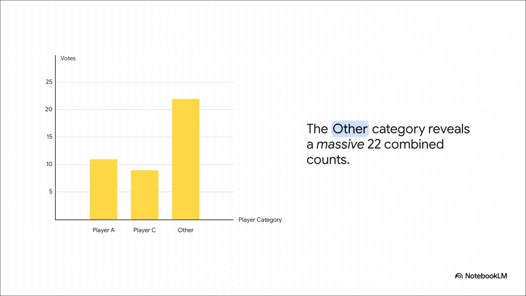And look at the surprising insight here. That other category actually holds a massive 22 votes combined. It's taller than almost every single individual category except one. By grouping them, we highlight an absolutely crucial story. A huge chunk of the audience prefers niche players rather than just the top 3. We save the chart, and we save the insight.